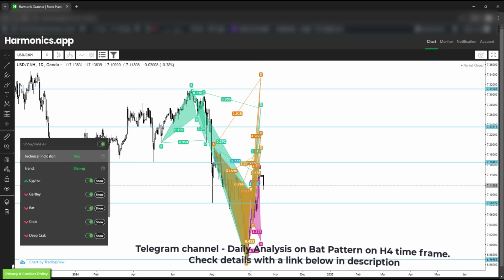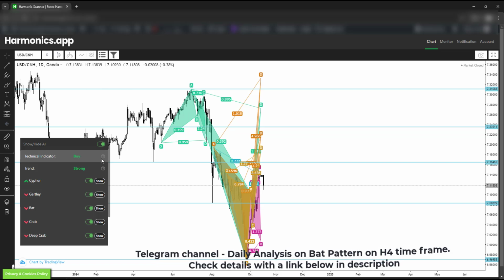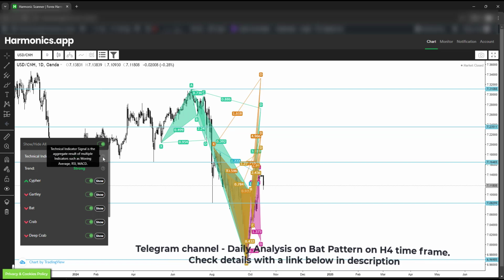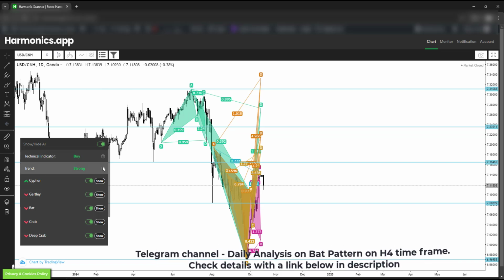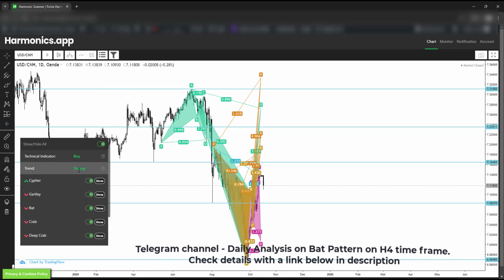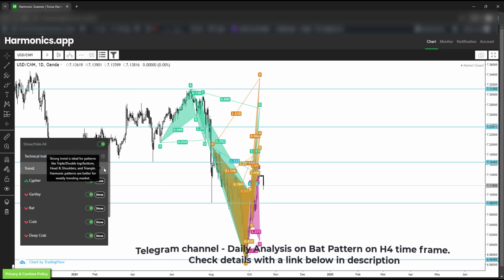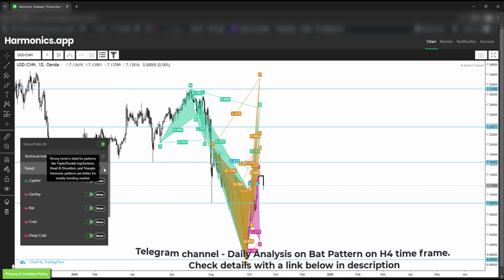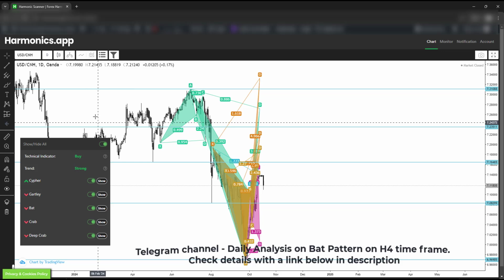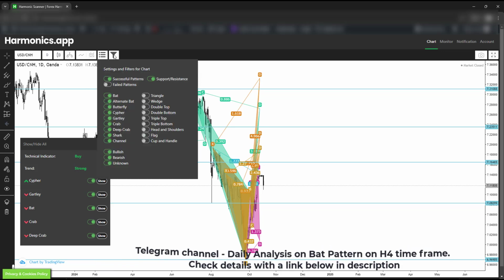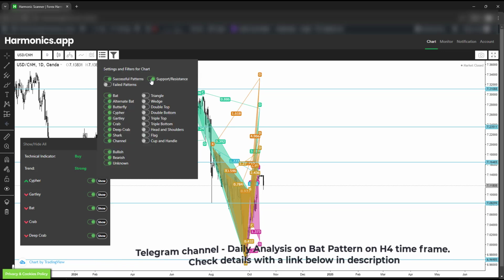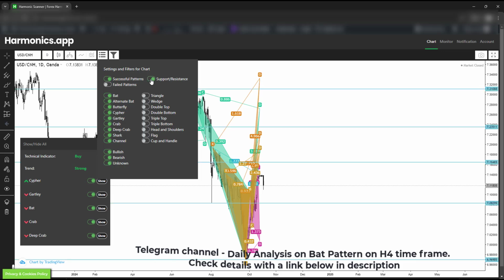Then you can have a technical indicator which shows you buy conditions. You can see the details here. And then you have a trend which also shows you information, whether it is a strong or weak trend. You can also see a notification here in the floating window about what the trend is. Then you have here a possibility to make a filter, settings and filters. You can remove or add this support and resistance level.